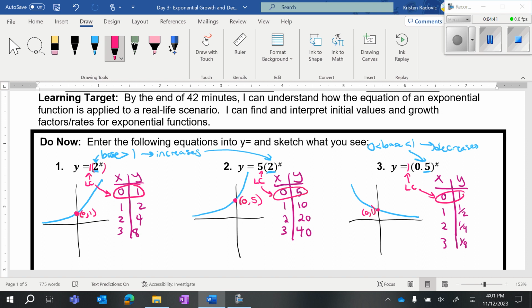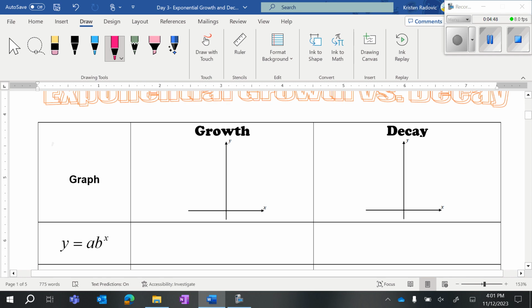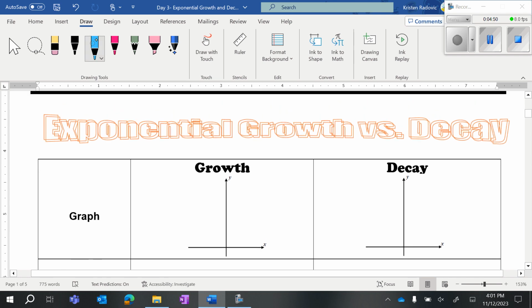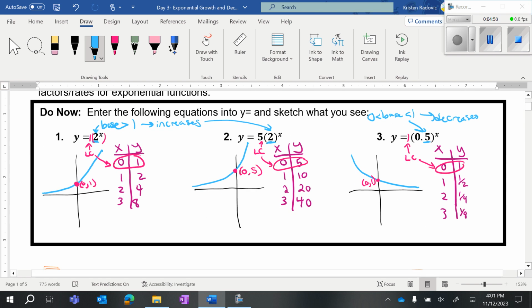All right, I think I've talked about everything I need to talk about here. Let's take some notes about it though. We have exponential growth versus exponential decay. So growth is increasing, decay is decreasing. Actually, I want to go back and talk about one other thing.